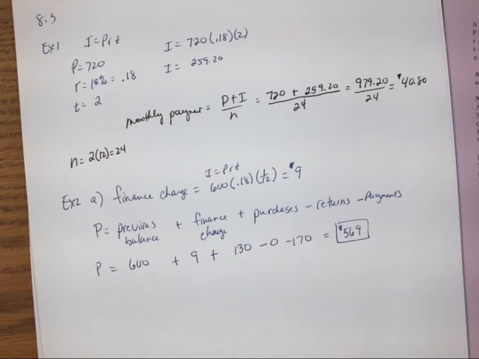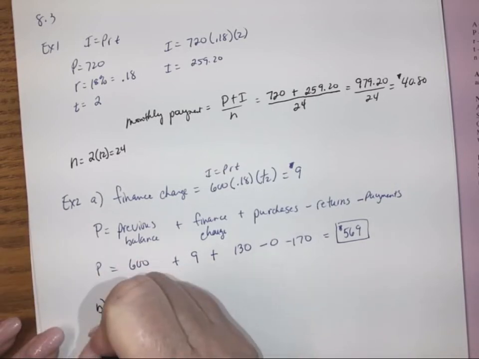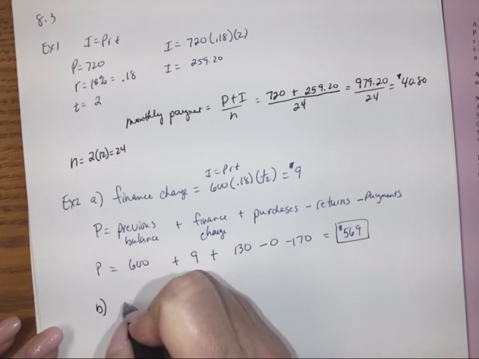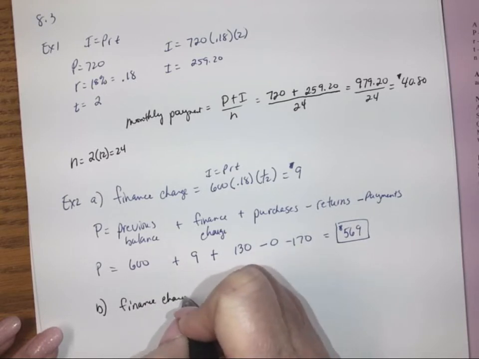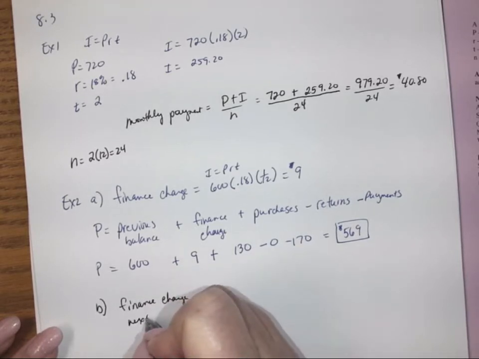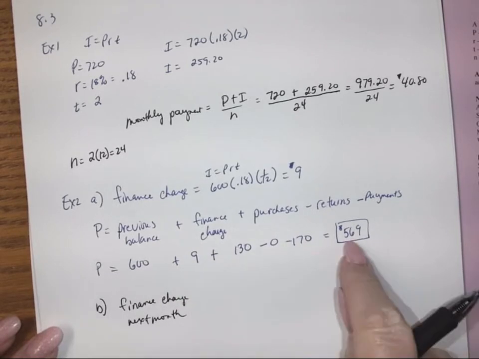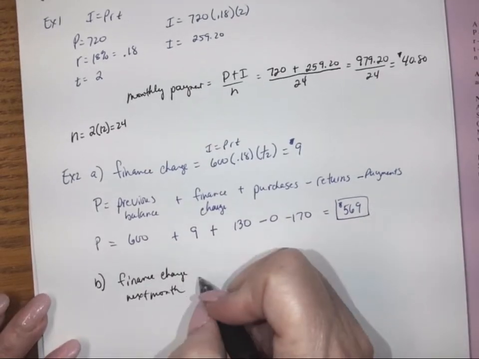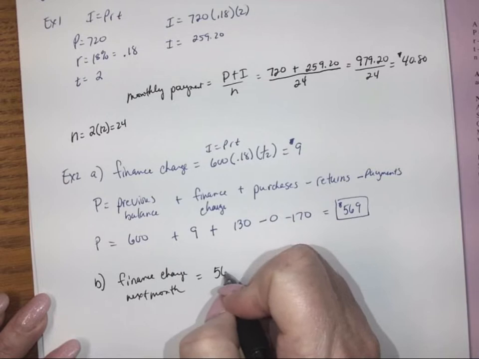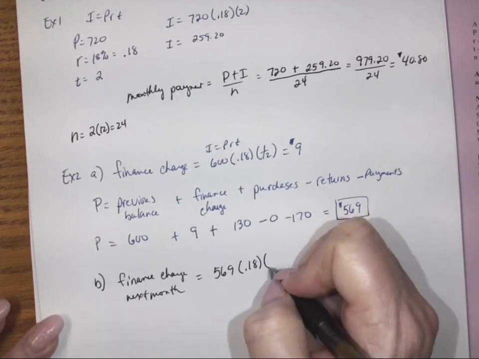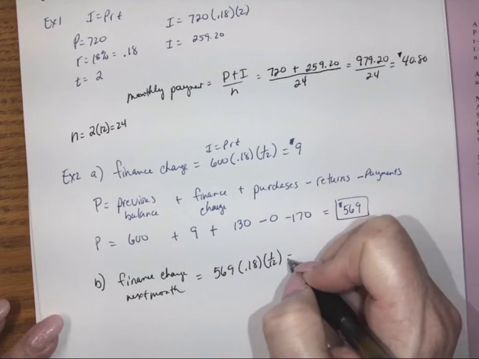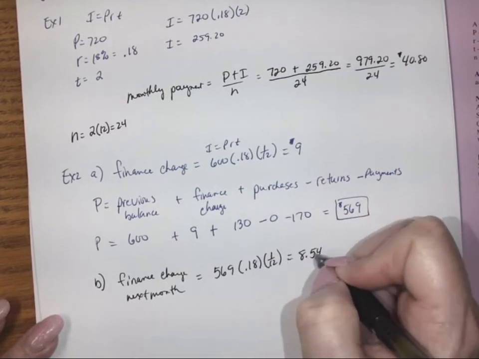The next question is, what is your finance charge next month? So for part B, we again are looking at our finance charge for next month. That'll be our balance, so that'll be equal to $569, with the same interest rate of 0.18 times 1/12. And that should get you $8.54.